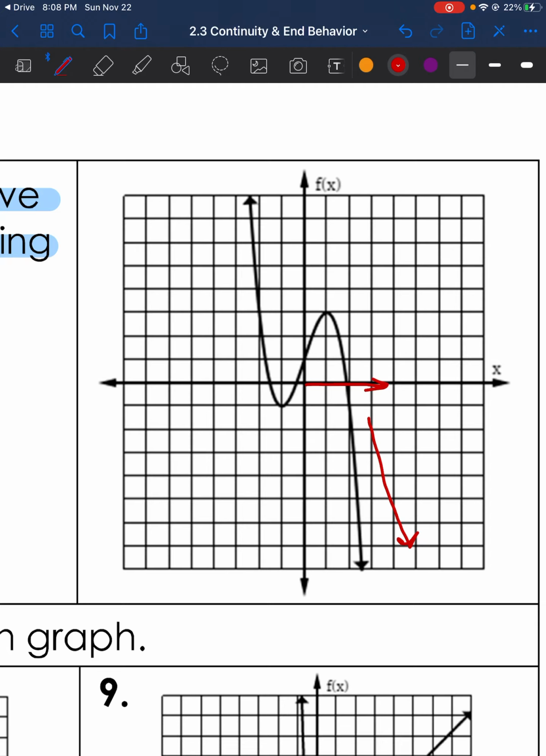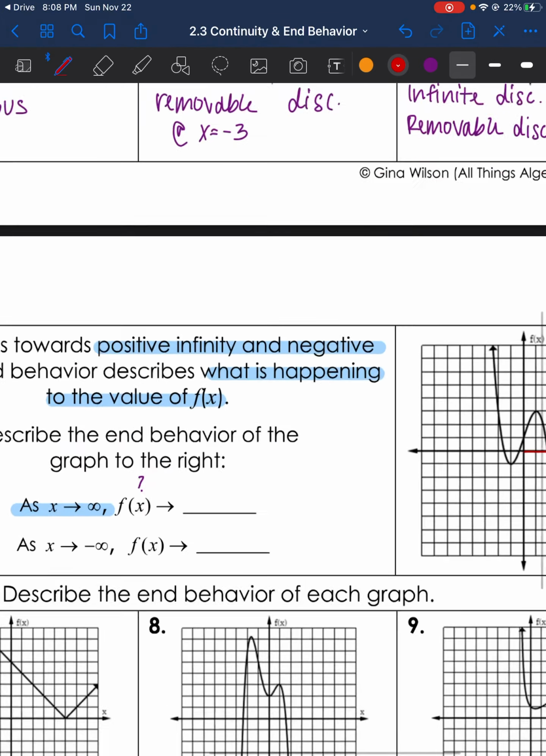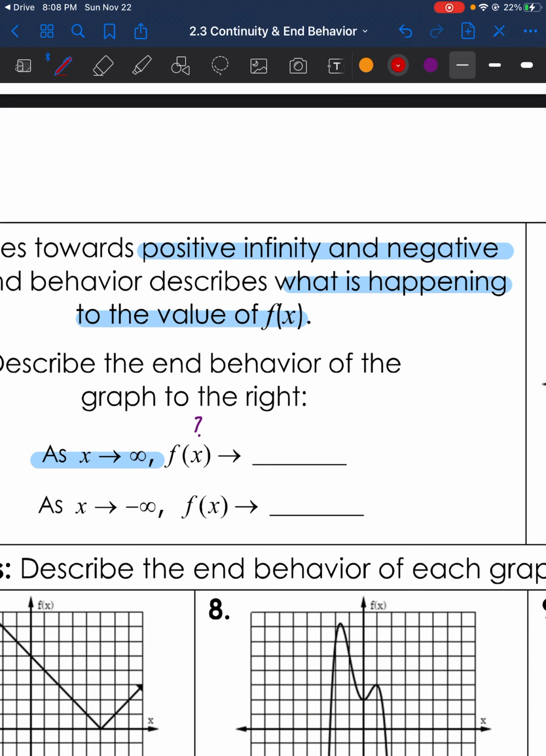Our x values, our f of x values, our y values are going down to negative infinity. Okay, so as x approaches infinity, that's what this means. As x approaches infinity, f of x approaches negative infinity.